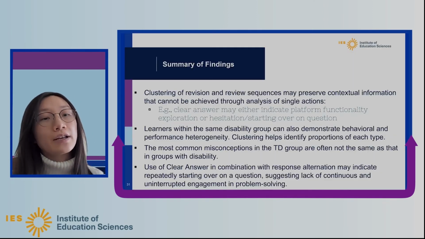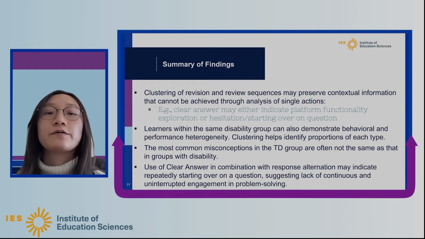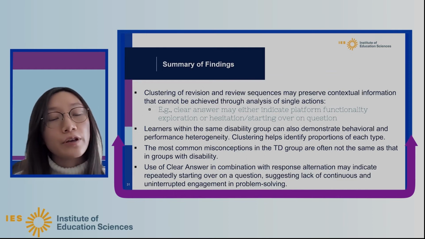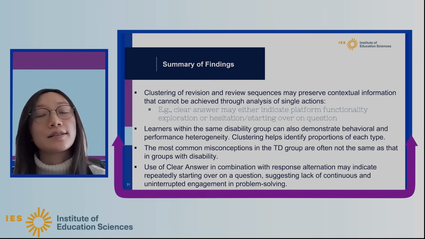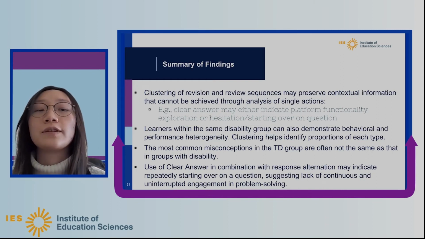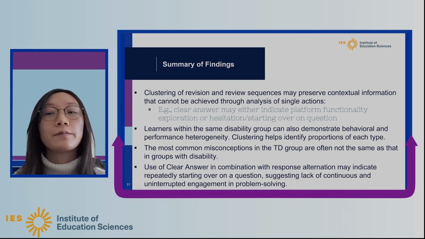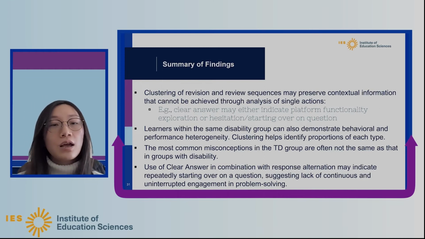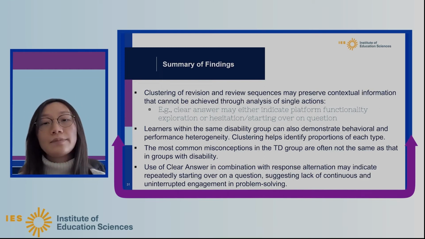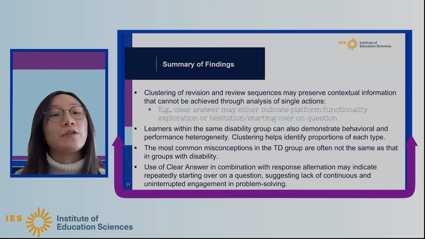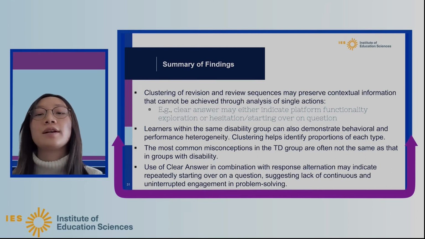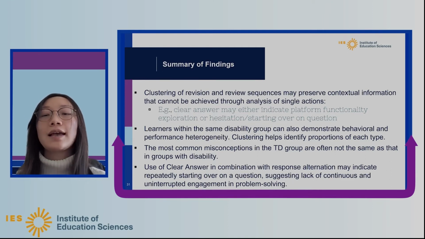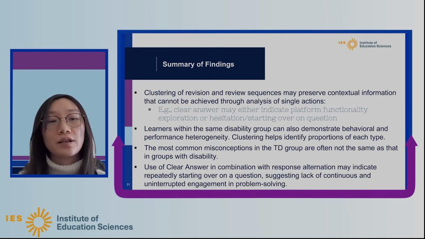So here is a summary of findings from this study. Clustering of revision and review sequences may preserve contextual information that cannot be achieved through the analysis of single actions. For example, the use of clear answer may either indicate platform functionality exploration or hesitation and starting over on a question. We also found that learners within the same disability group can also demonstrate behavioral and performance heterogeneity. And clustering before comparing the groups can help us identify different revision patterns and the difference in composition into these different clusters within each disability group.